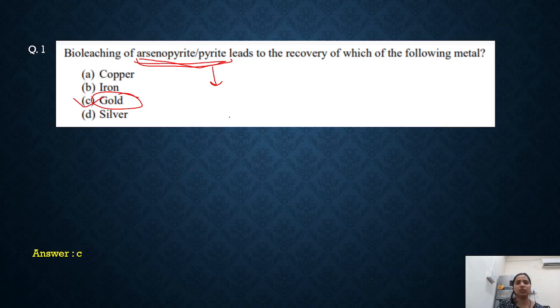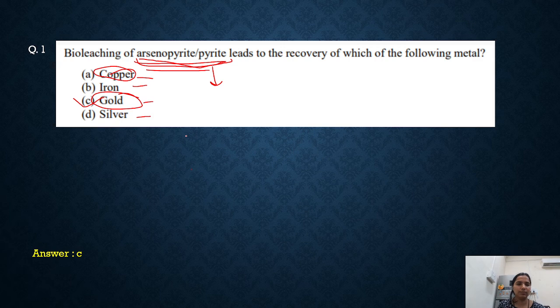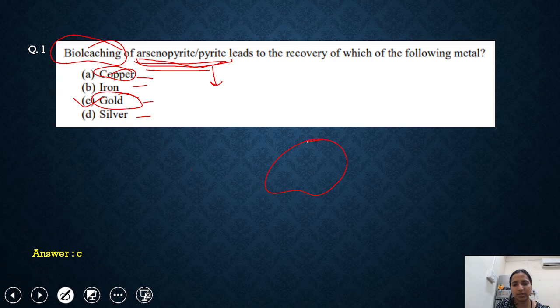So you must know the names of the ores of different metals, like what is the ore of copper, iron, and other types. And what is bioleaching? Normally what happens: suppose this is an ore of any metal. When we use a microorganism for its extraction, then this process is called bioleaching. Although other chemical methods are also used, when a microorganism is specifically used for different types of metals, it is named bioleaching.